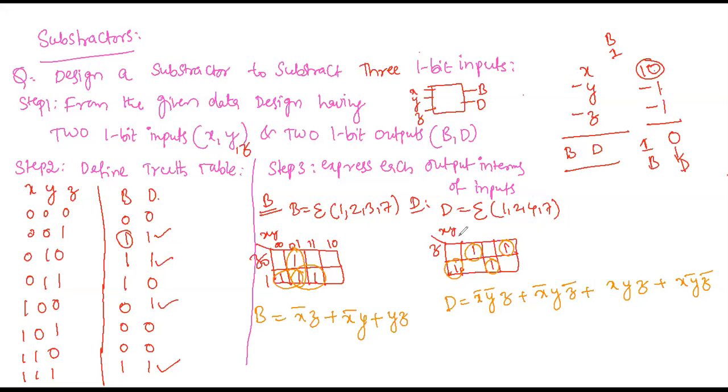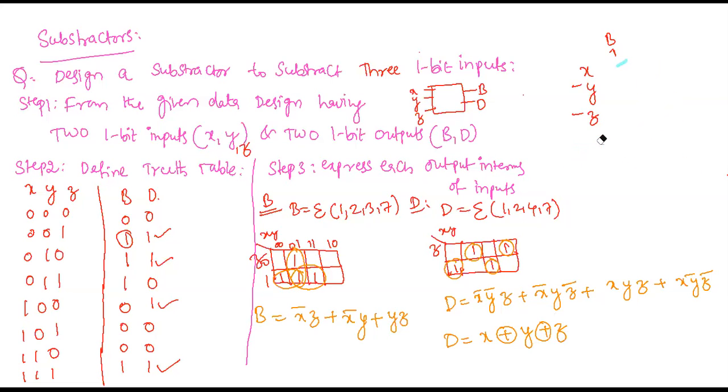Look at the difference. It is similar to the full adder expression. In the full adder, we create the XOR operation of these 3 variables, X XOR Y XOR Z. Already we solved it there, so I am writing directly here. D is equal to X XOR Y XOR Z. You can refer to the full adder. Now step 4.